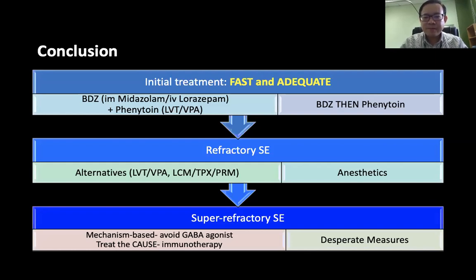And how about the time frame? Do you follow the time frame of the American guideline, like 5 to 20 minutes, 20 to 40 minutes? Previously, our guideline was that after 5 minutes we give IV diazepam or IM midazolam, and we wait for 5 minutes. Then if the seizures continue, we use a second line like phenobarbital or phenytoin. We wait for another 20 minutes, and after that, we use the third line drugs.